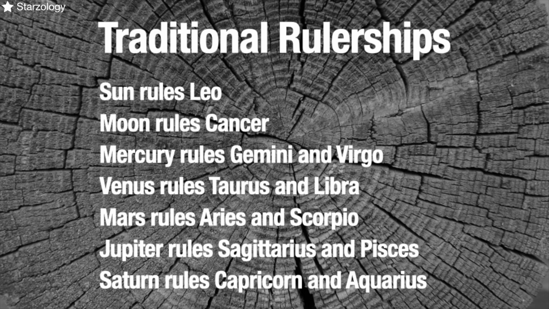I don't use the modern rulers when I'm doing Dispositor Trees. Some people do, but I don't. And when you're starting out doing these Dispositor Trees, I think it's best you don't do it. So you're going to use the traditional rulerships of the 7 visible planets, and they will be ruling any of the planets that are actually in their signs.